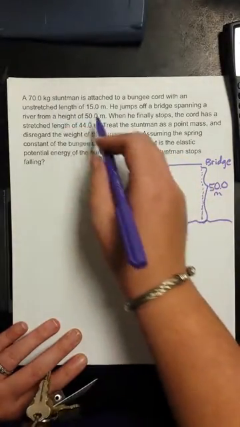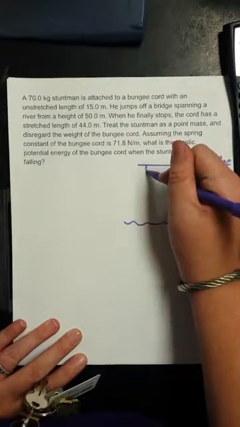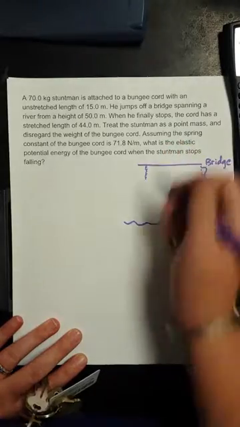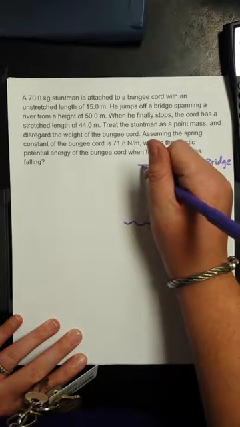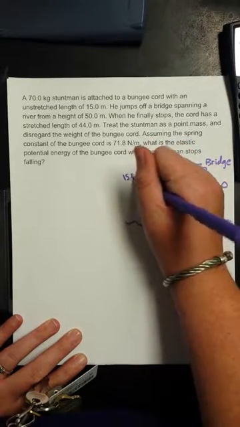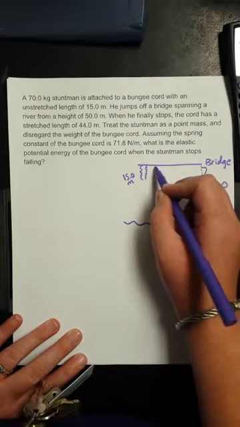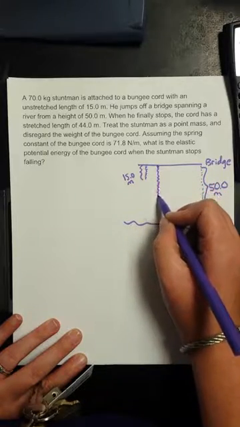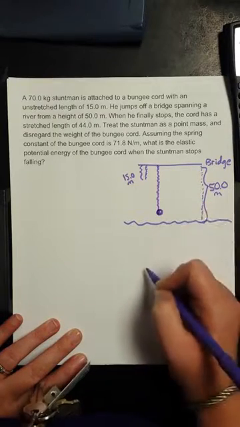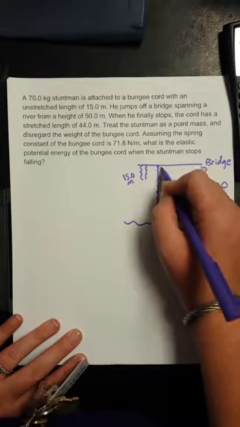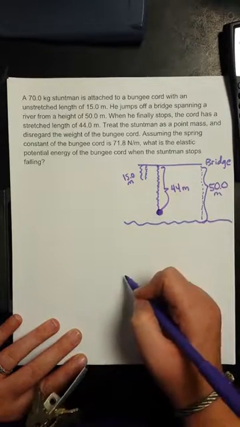Alright, it says that he's got a bungee cord attached to him that normally is 15 meters long, so I'm going to draw the little bungee cord and say, which this is not anywhere to scale, well, it's close enough, kind of, that this is 15 meters. That's the unstretched length, but when he is on it and he jumps off, it stretches out to 44 meters. Then he's here. That's the guy. Okay, so this distance is 44 meters.